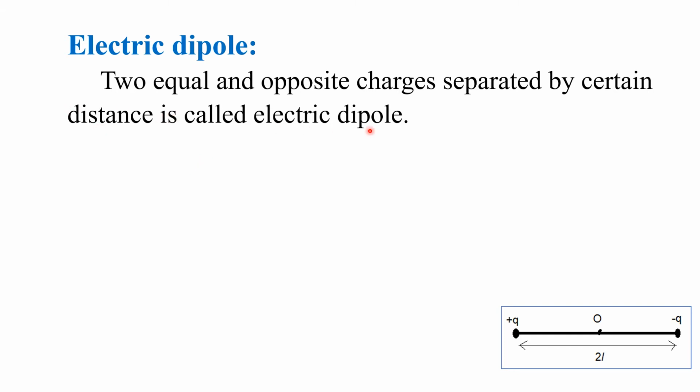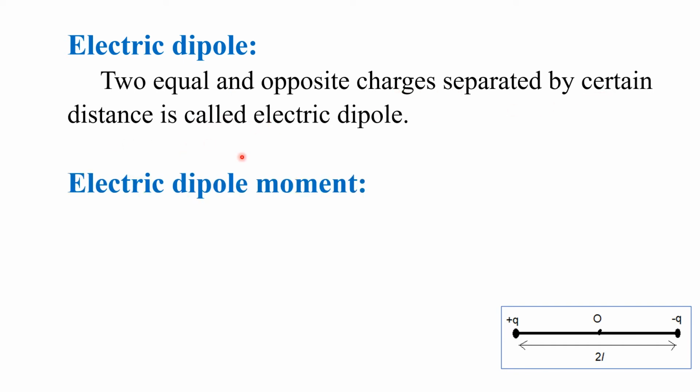So here we have two charges. This is plus q and this is minus q. These two charges are equal but opposite, so one is positive and the other one is negative, and these two charges are separated by a distance twice L. So this is a finite distance. Therefore these two charges are called an electric dipole. So two equal and opposite charges separated by a certain distance is called an electric dipole.